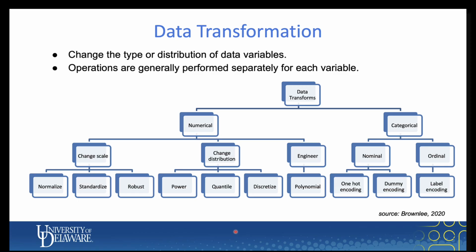Depending on the model to be used, data may need to undergo some transformation. By transformation, we mean a change of type or distribution of data variables. These operations are generally performed separately for each variable. The chart shows the different transformations that can be applied to the variables depending on the type of variables, either numerical or categorical. For example, for categorical variables, regardless of whether they are nominal or ordinal, we need to transform them into some form of numbers or vectors, and that is called encoding. We will review some of these in the next lecture.